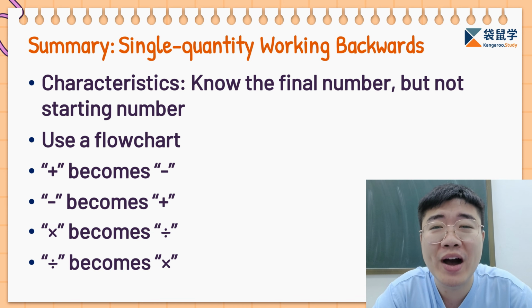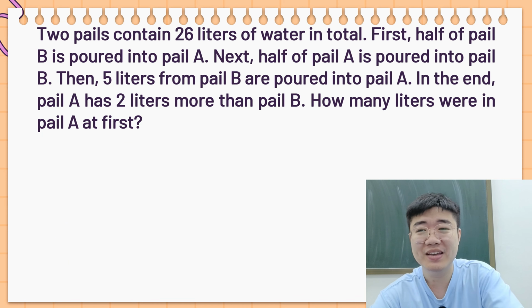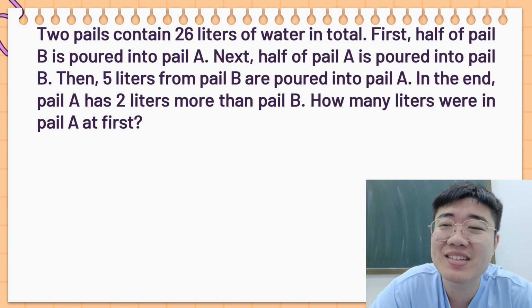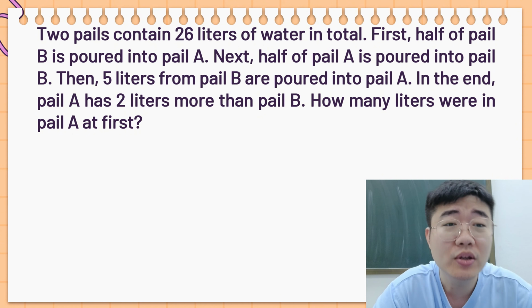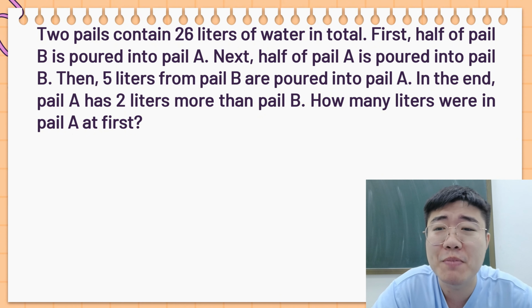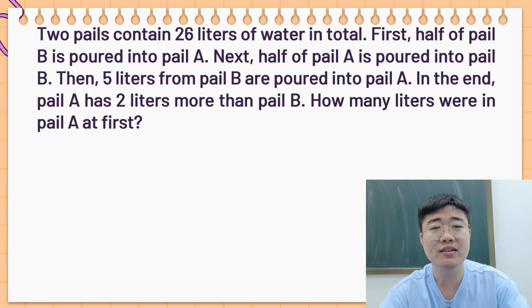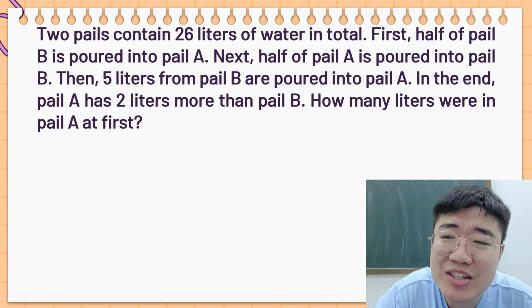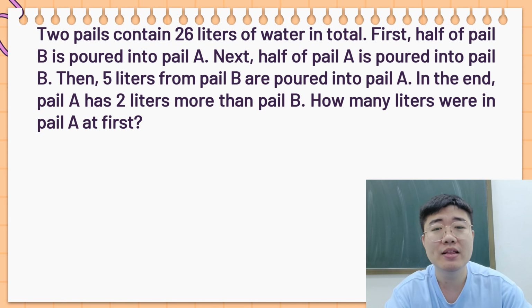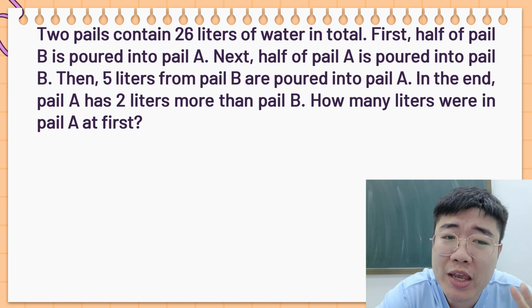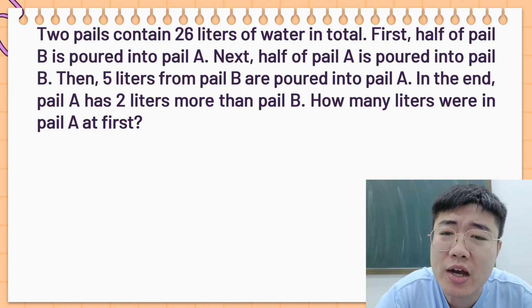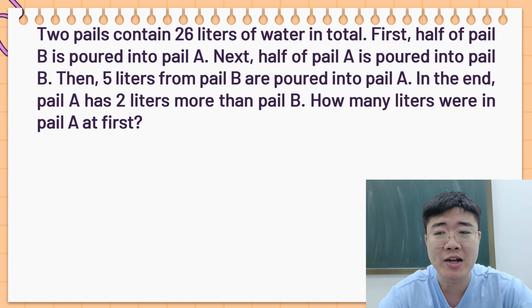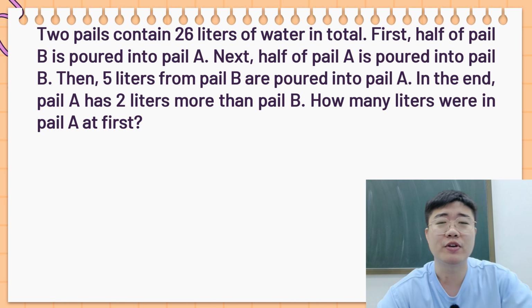So let's move on to the challenge for today. Now, let's look at the questions. So 2 pails contain 26 liters of water in total. First, half of pail B is poured into pail A. Next, half of the pail A is poured into the pail B. Then 5 liters from B are poured into A. In the end, A has 2 liters more than B. So how many liters were in A at first?